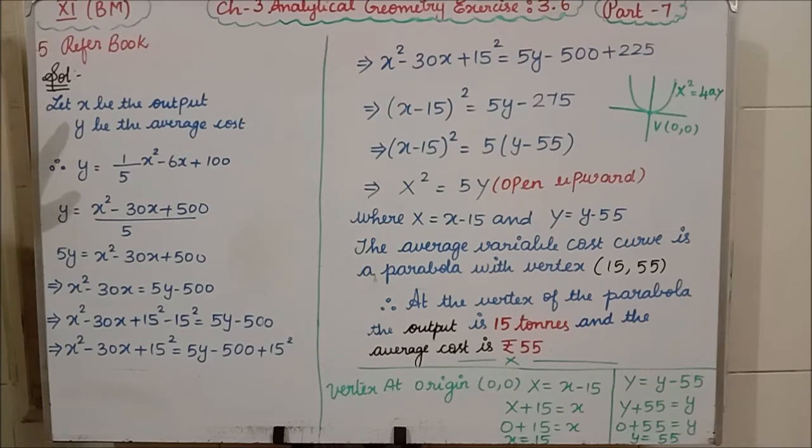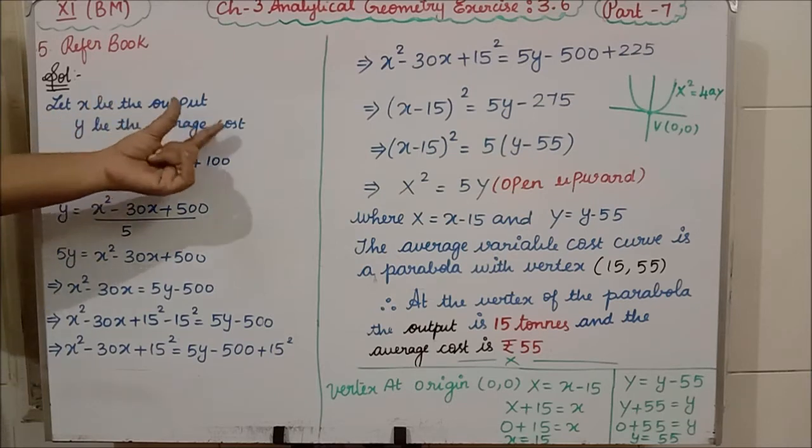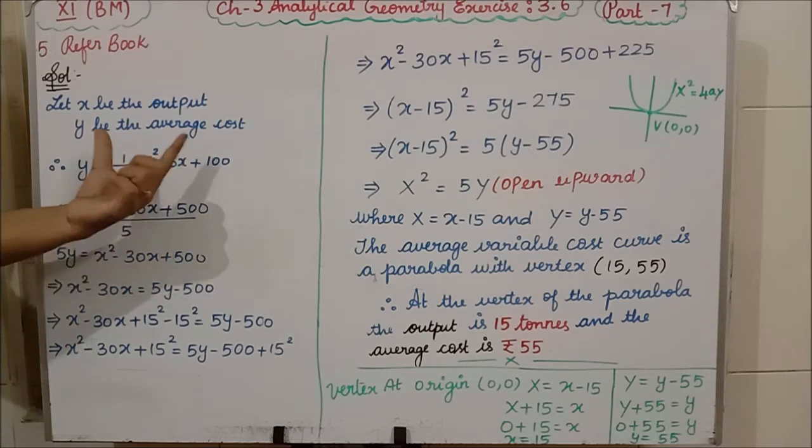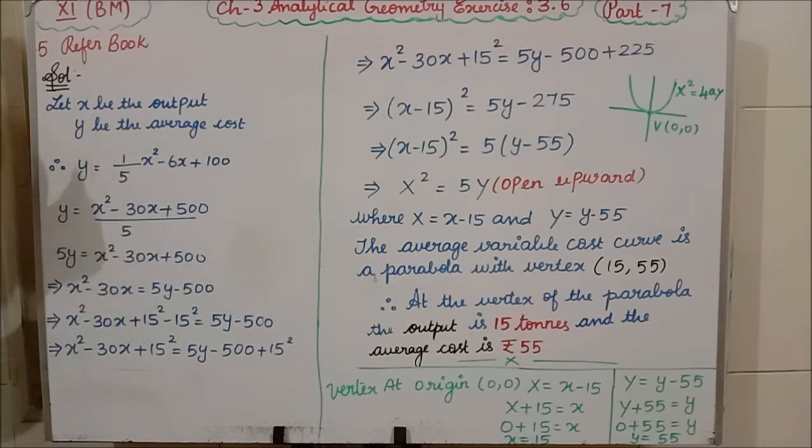They have given the monthly output as x tons, in tons. So I have taken let x be the output. They have not given a symbol for the average cost in the question, so we ourselves take y to be the average cost. Then this is the given equation, and that equation we are taking as y.